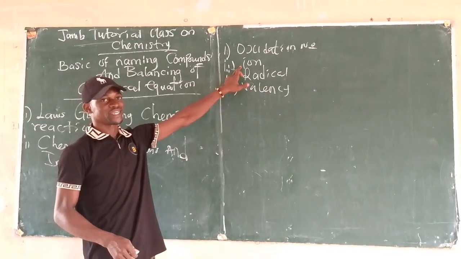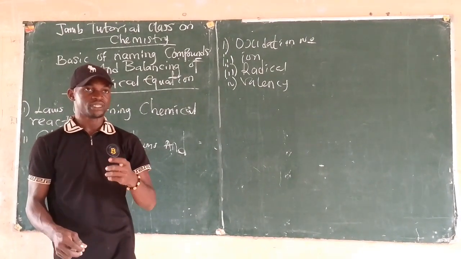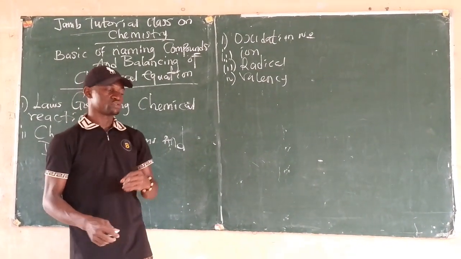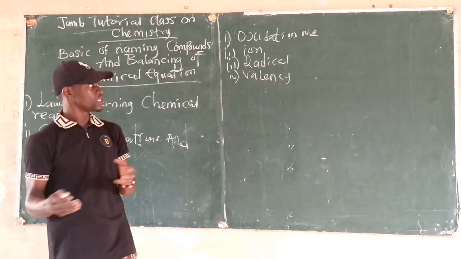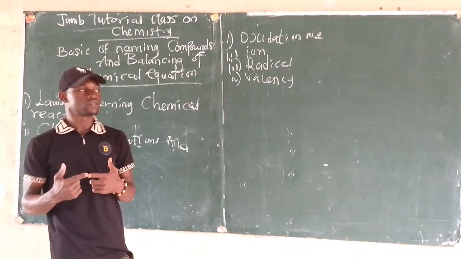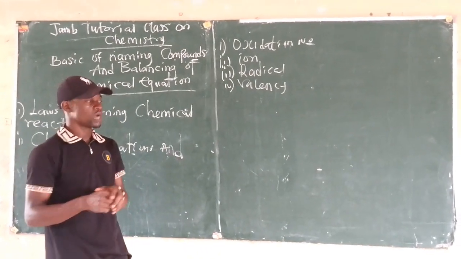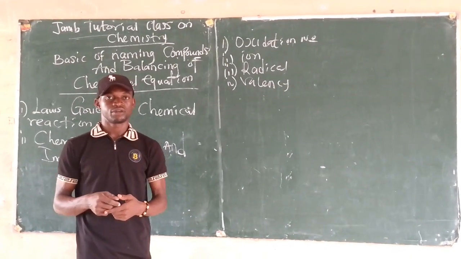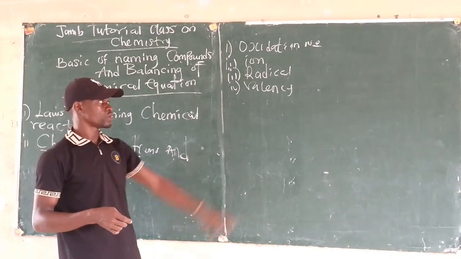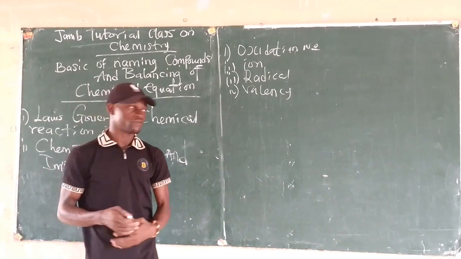Then the next one here is ion. There are some elements that possess a charge, be it positive or negative. Such elements that possess a charge, be it positive or negative, are simply known as ions. Atoms or elements that come together to act as a single unit and possess a charge are simply known as a radical. Then we also have the valency. Valency is the combining power of elements.